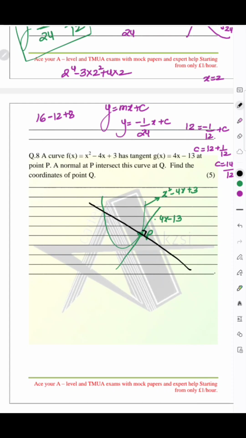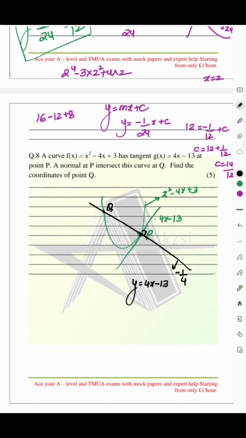So we have to calculate this point Q. Obviously we have to calculate the equation of this normal, which is very easy. The equation of the tangent is y equals 4x minus 13, and we know that if two lines are perpendicular, their gradients are negative reciprocals. So the gradient of this normal is minus 1 over 4. Now to find the equation of this, I should know the intersecting point.